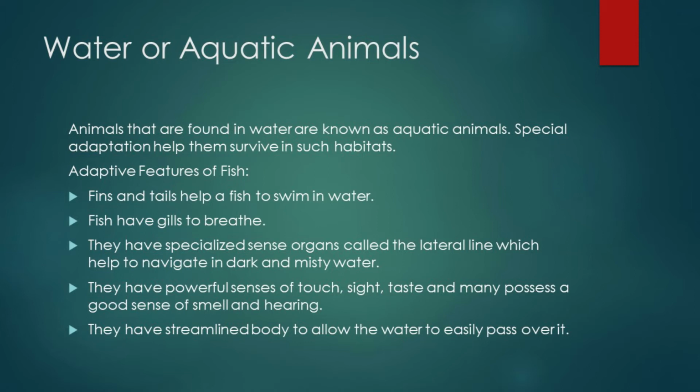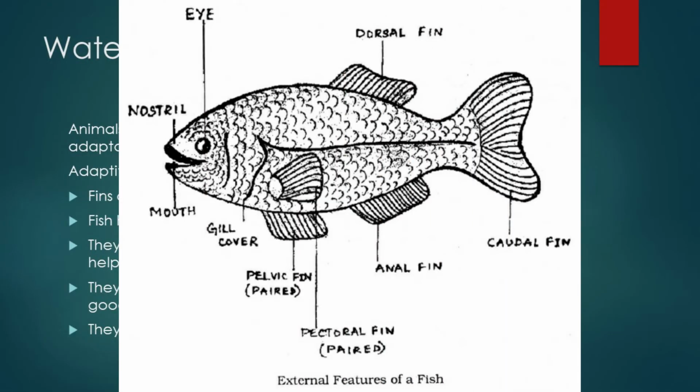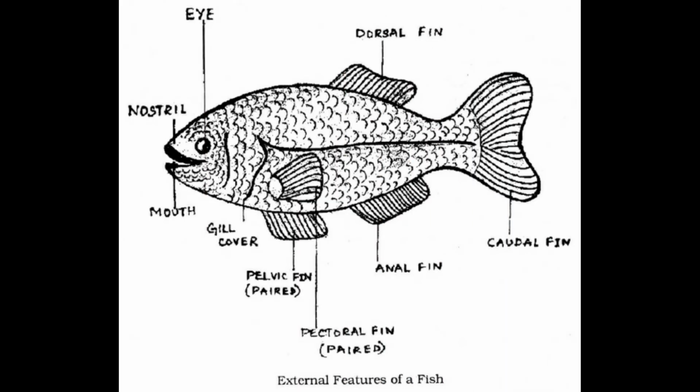Animals which are living on land cannot live in an aquatic habitat because they do not have the special features to survive in water. So the animals which are living in water have some special features which help them survive in water. Like fish, fish have gills to breathe in water, and other animals, land animals, do not have gills, so they are not able to survive in water.